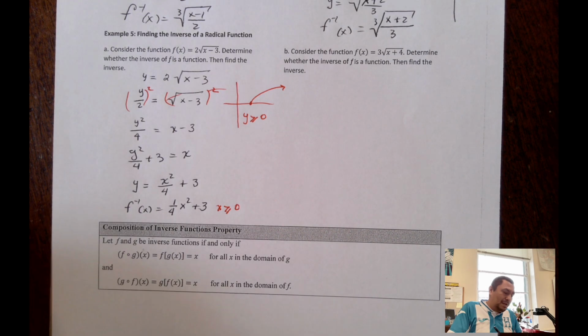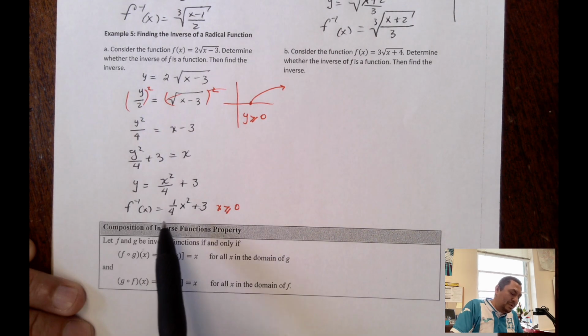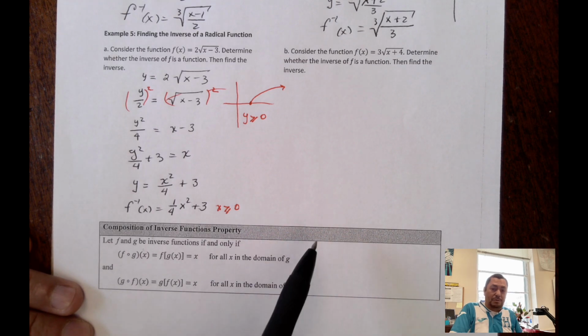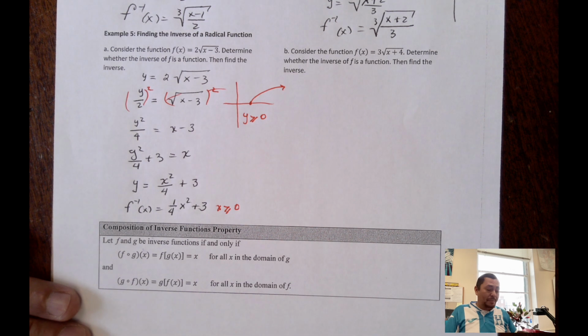So in this case, if the question is find the inverse, this is my inverse with the domain from x greater than or equal to 0. I'm not going to have negative numbers in my domain.